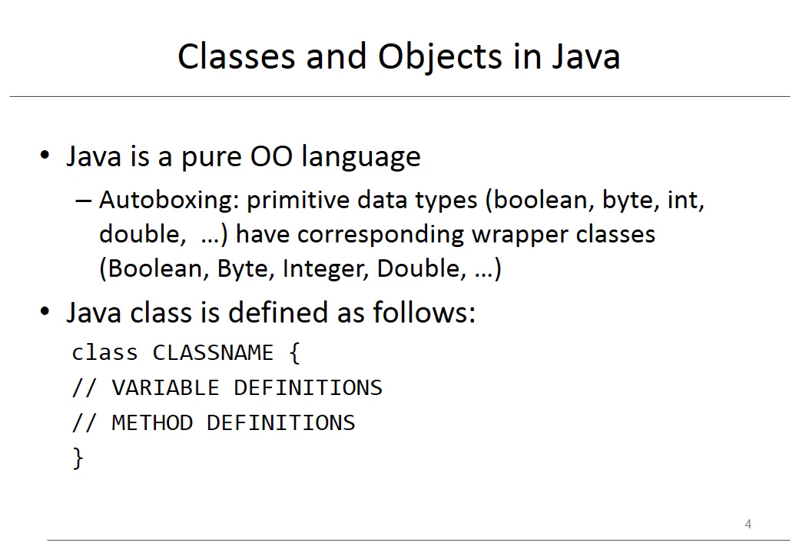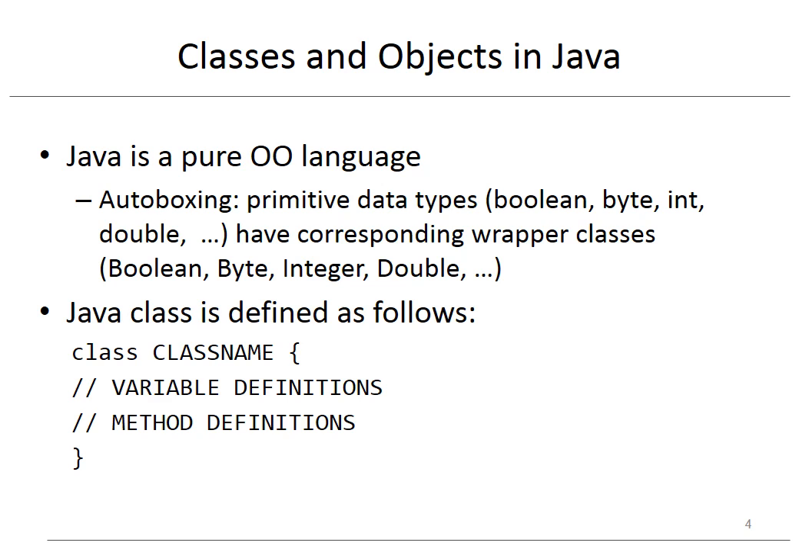Java is a pure object-oriented programming language. There are no standalone constants, variables, or functions. Since Java version 5, also the primitive data types such as boolean, byte, int, double, etc. can be represented as objects using the concept of auto-boxing. In other words, each primitive data type has a corresponding wrapper class such that a boolean, byte, integer, double, etc. can also be treated as an object.